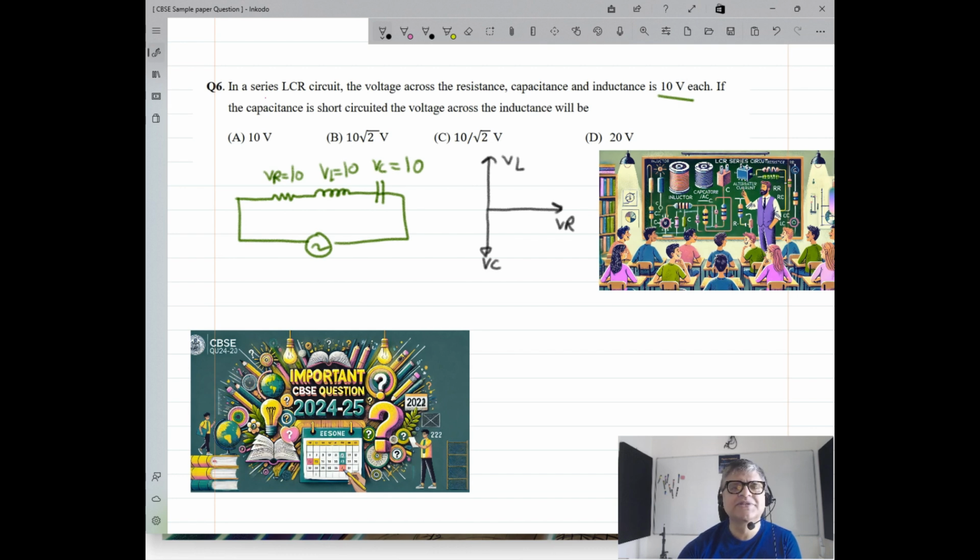So we understand the concept of lag and lead, I believe, right? This is 10 volts, this is 10 volts, and this too is 10 volts. Now we know if VL is equal to VC, they're out of phase. The circuit is resistive, which means Z is equal to R when VL is equal to VC. They're out of phase, and therefore this circuit is only resistive. That hint is given, which means it's a kind of resonance which is already happening.